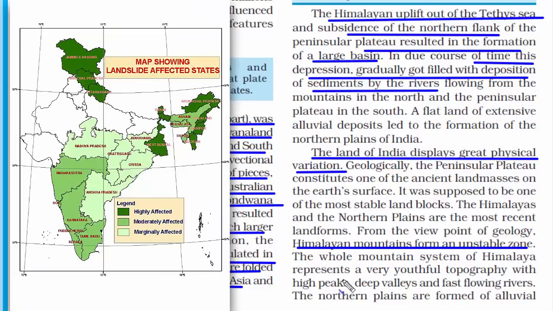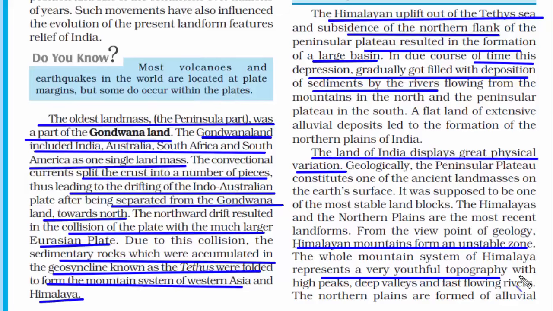Hence, they are also a very high risk zone when it comes to earthquakes, because the land is not stable, unlike the Peninsular region, which is a complete land block that broke from the Gondwana land. On one hand, the Himalayan mountains are an unstable zone, but it is very rich in alluvial soil.